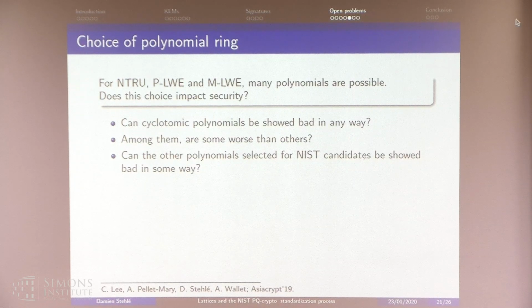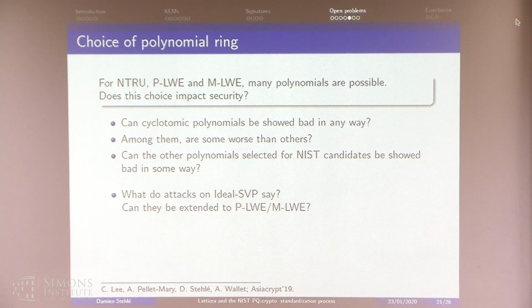On the choice of the polynomial ring. So many polynomials are possible. Does this impact security? So for example, can cyclotomic polynomials be shown bad in any kind of way? Among the cyclotomics, are some worse than others? Can the other polynomials selected by some of the NIST candidates be shown bad in some kind of way? I think all this is open.